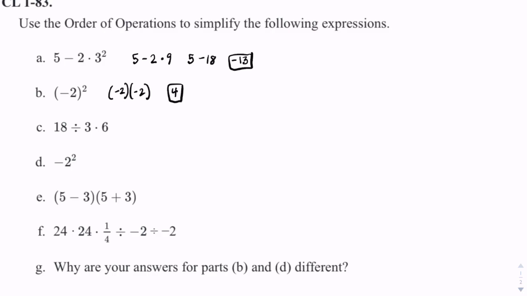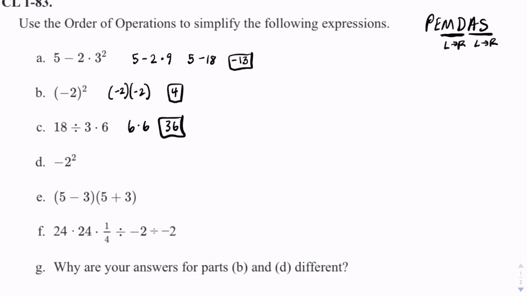For C, I have division and multiplication, but multiplication and division happen at the same time from left to right. A common mistake is people remember that it's PEMDAS, and they think that multiplication happens and then division. But in reality, multiplication and division happen at the same time from left to right. And then addition and subtraction happen at the same time from left to right. So in this case, we divide 18 by 3 and we get 6. And then we multiply and we get 36.